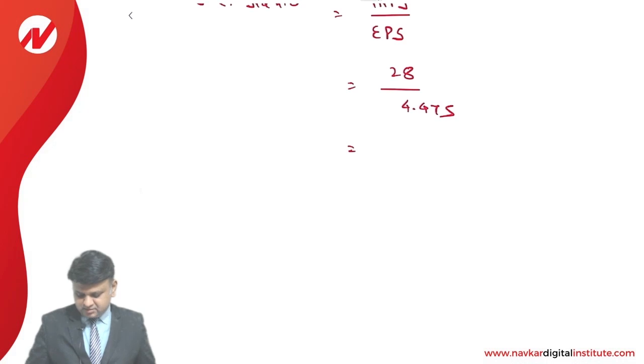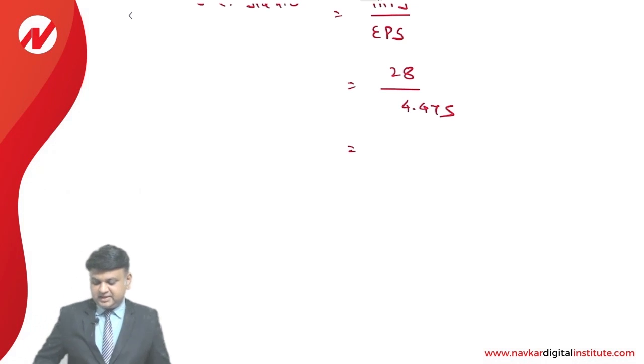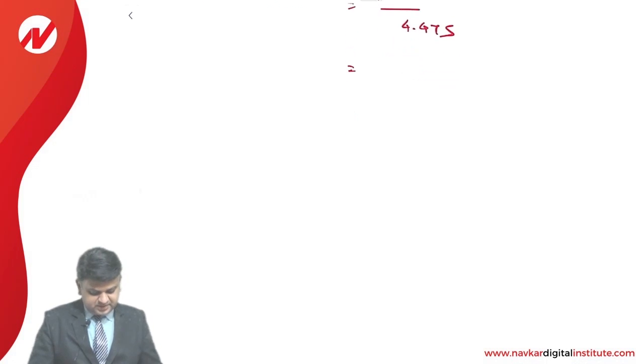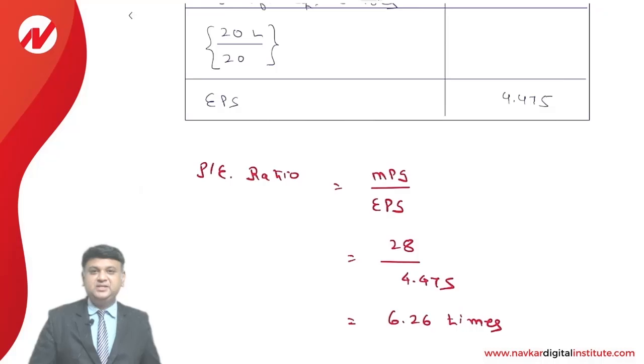This will give us the price earning ratio, 28 upon 4.475. That comes to 6.2569, or we can say 6.26. This is the way the price earning ratio can be found.